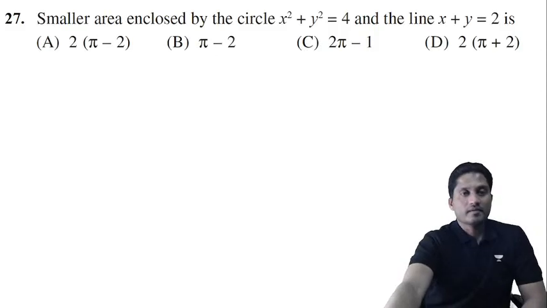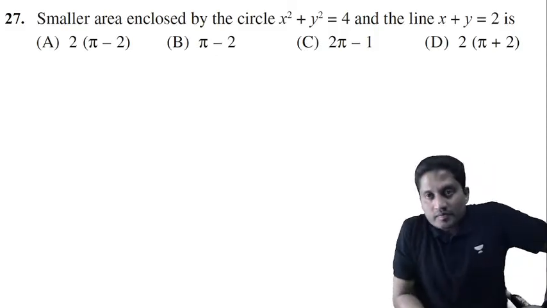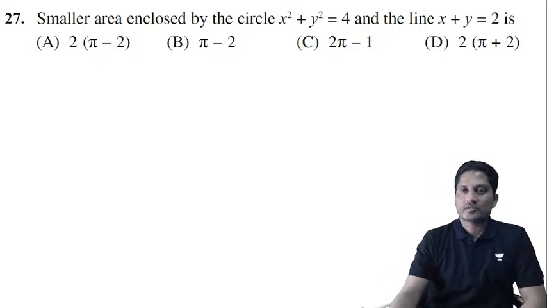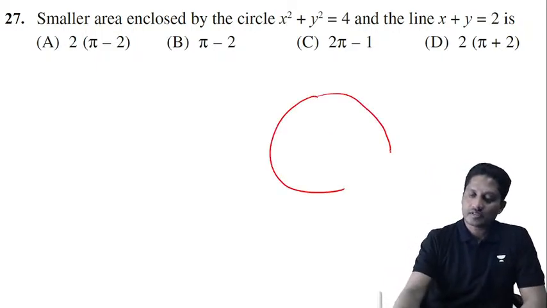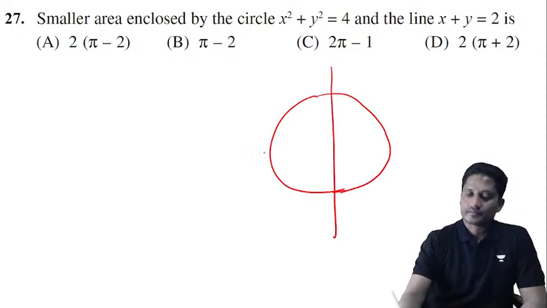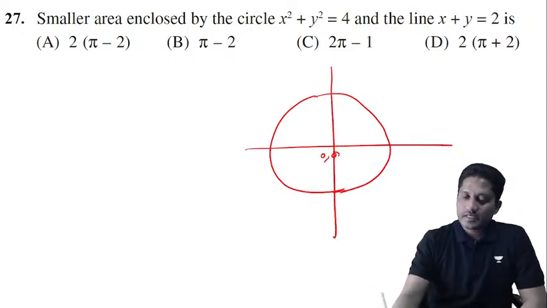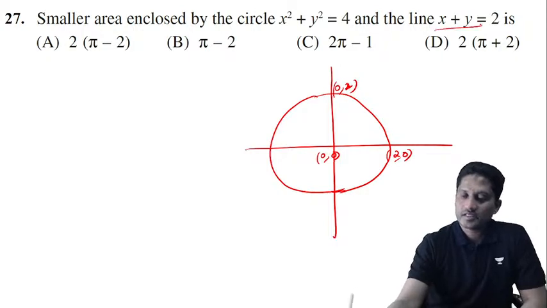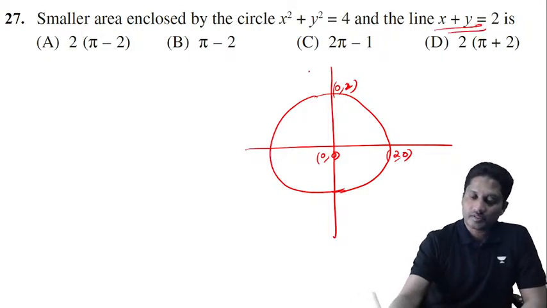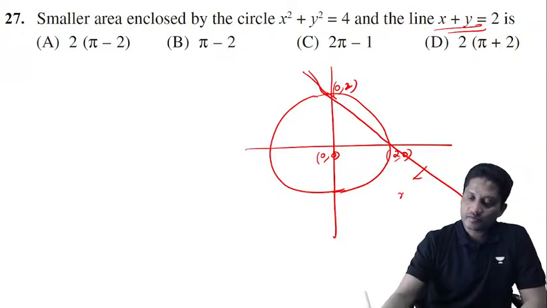Question number 27. Smaller area enclosed by the circle and the line x plus y equal to 2. So if I take suppose a circle, center is 0, 0, radius is 2, right? So this is 0, 2. This line is x plus y equal to 2, means x intercept is 2, y intercept is 2. This line is x plus y equal to 2. This area I am supposed to find out.